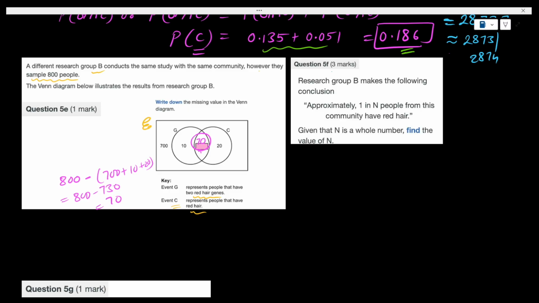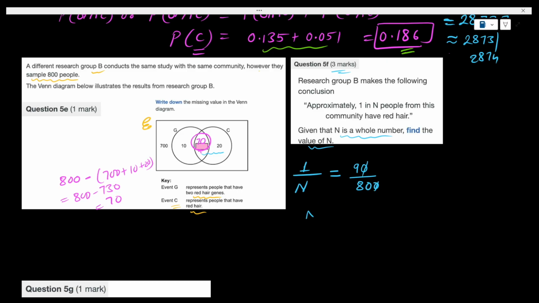Now what is the next follow-up question here? Research group B makes the following conclusion: approximately 1 in n people from this community have red hair. Given that n is a whole number, find the value of n. Now if you do the comparison, 1 out of n will be the same as how many people have red hair using the Venn diagram. Here 90 people have red hair out of 800.